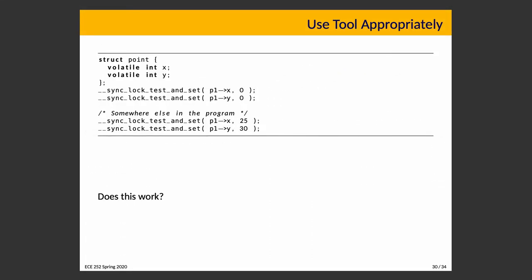Okay, so let's imagine that we have a structure that looks like this. Point, it has two variables here, volatile int x and volatile int y. Volatile, again, is used to tell the compiler, don't trash this, I need it. It has a couple of other strange side effects, but we shouldn't focus on that too much. But here we do a test and set. We're going to assign x to 0, and we're going to assign y to 0 for point P1. And somewhere else in the program, we will atomically assign x to 25 and y to 30, again for the same point P1.